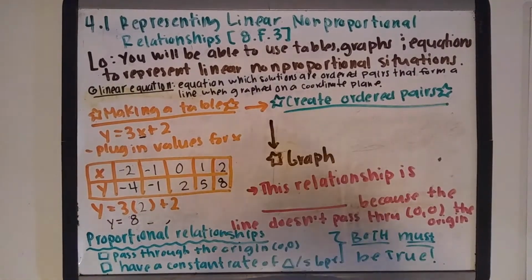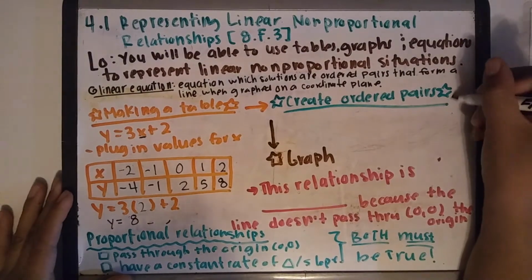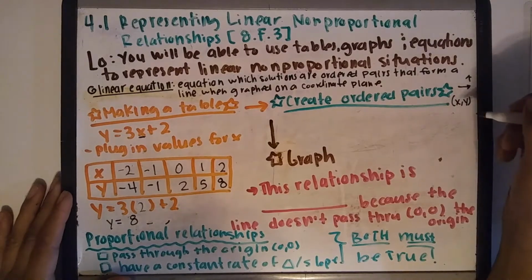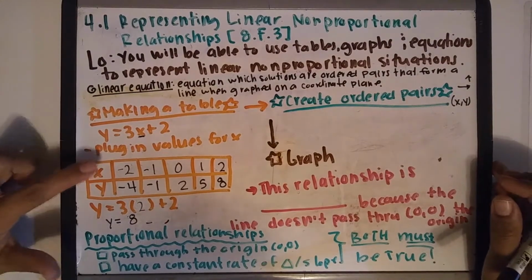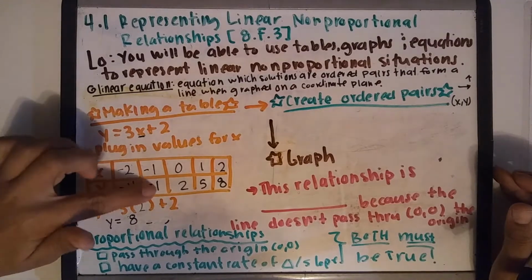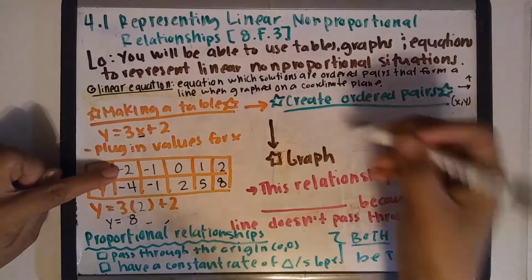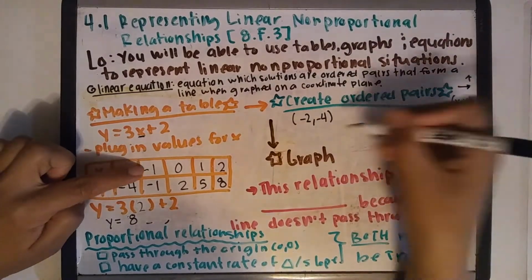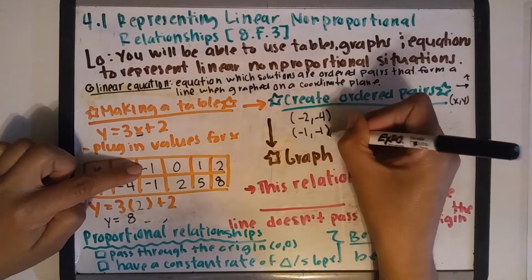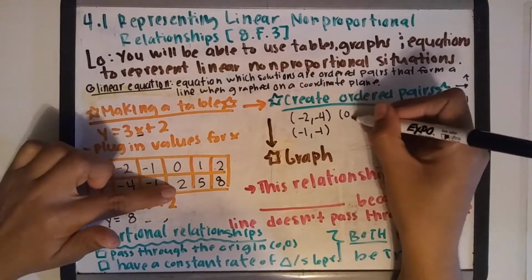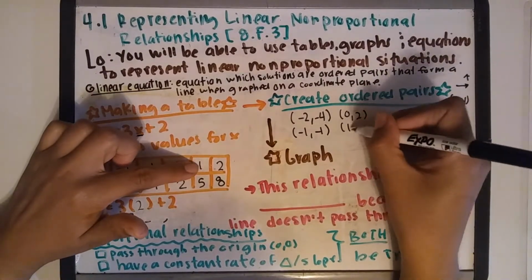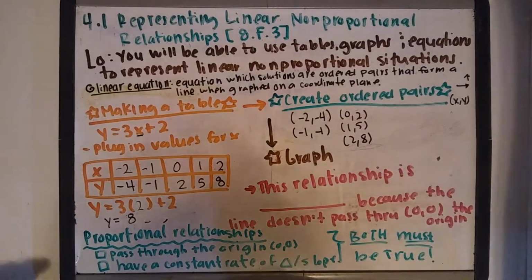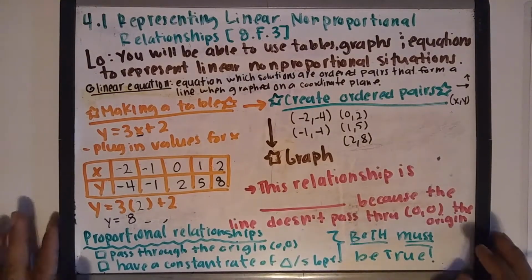The second step is to create ordered pairs. Remember, ordered pairs are x comma y because we run before we jump. My first ordered pair is -2 comma -4. My second is -1 comma -1. My third is 0 comma 2. My next one is 1 comma 5, and my last one is 2 comma 8. Then the next thing I'm going to do is graph it. So let's get to the graphing.